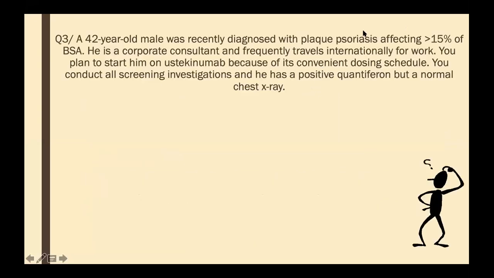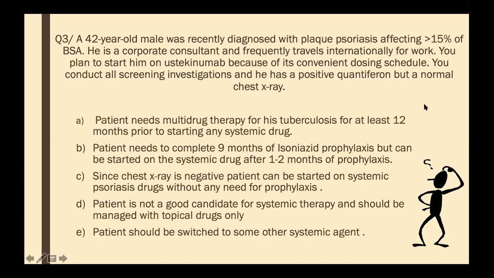Okay, so move on to the third question. That's more of a clinical question. A 42-year-old male was recently diagnosed with plaque psoriasis affecting 15% of his body surface area. He's a corporate consultant and frequently travels internationally for work. You plan to start him on ustekinumab because of its convenient dosing schedule. You conduct all screening investigations, and he has a positive QuantiFERON test, but a negative chest X-ray. So what will you do for this patient?